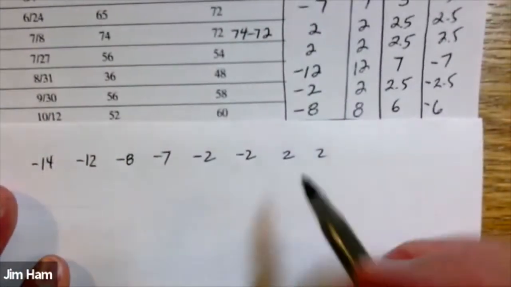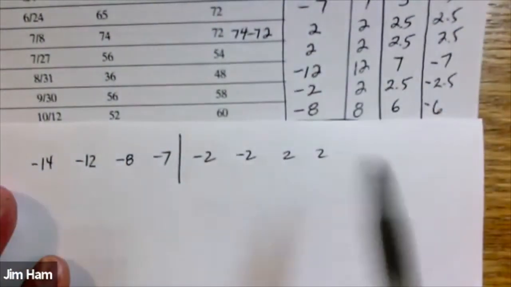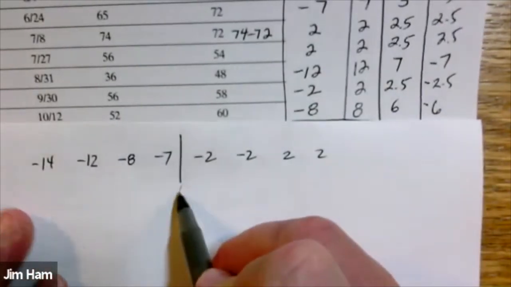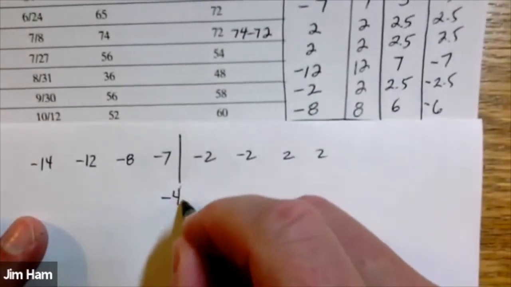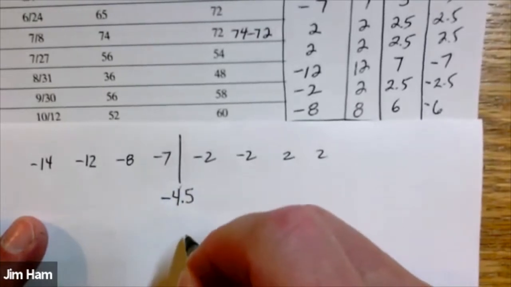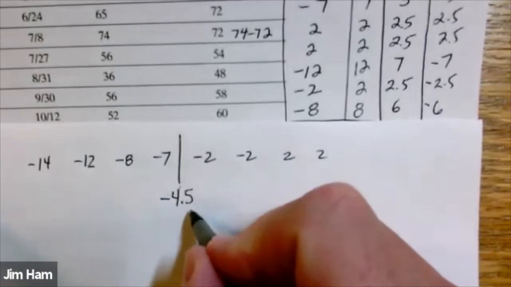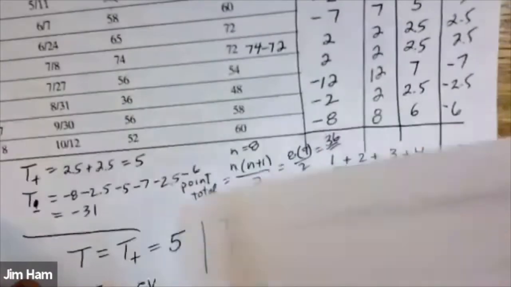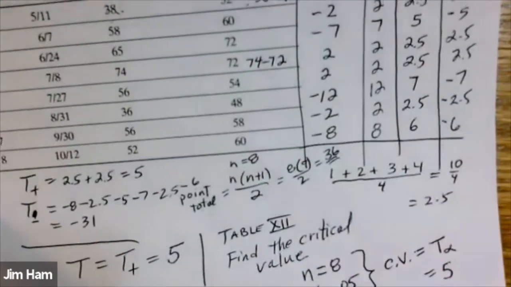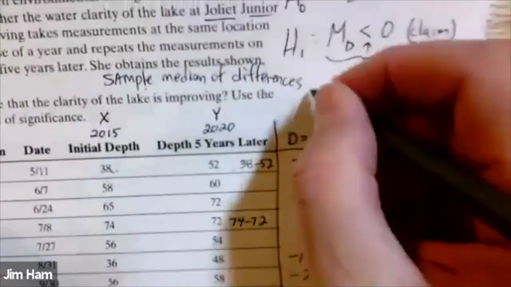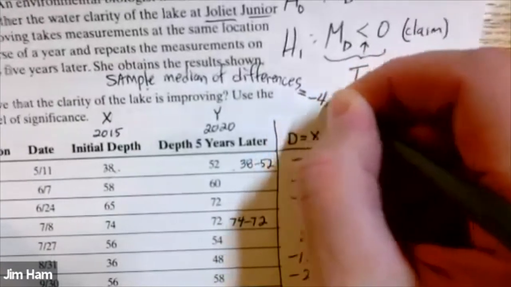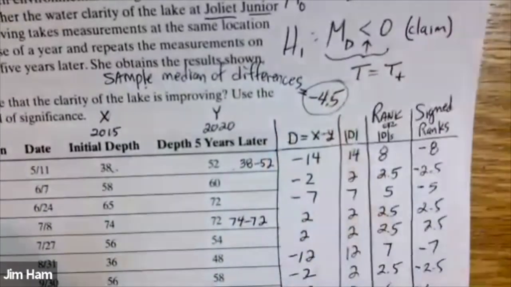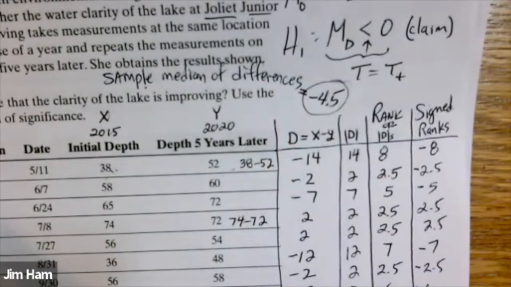There are 8 values, 4 on the left, 4 on the right. And so the number right between would be negative 4.5. So the sample median of the differences is negative 4.5. We see it's a negative number. We know that negative numbers mean that the water is getting clearer. So we found this number, and then we do this test to see if that number is statistically significant. So it looks like on average, we can see the disc about 4.5 inches deeper.